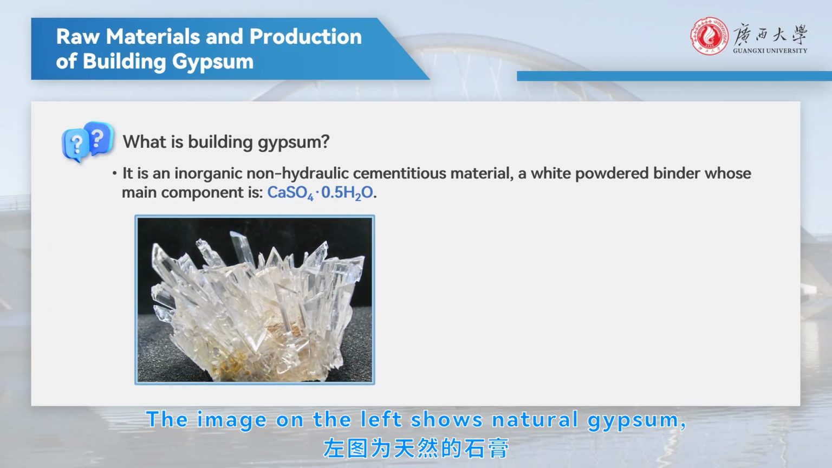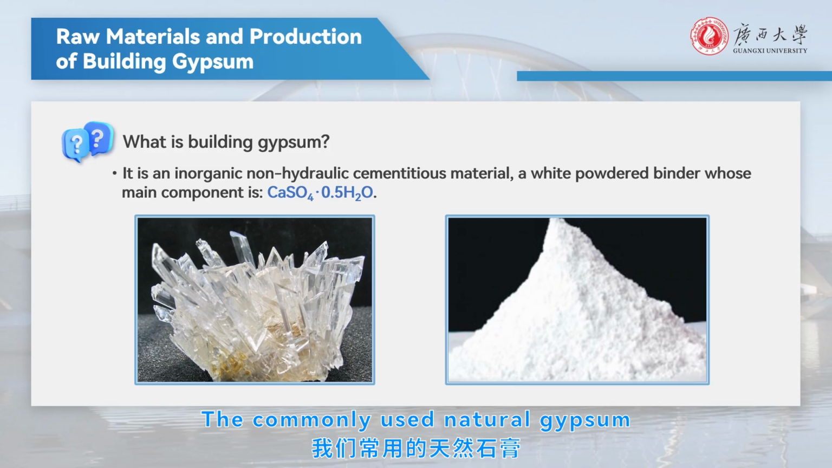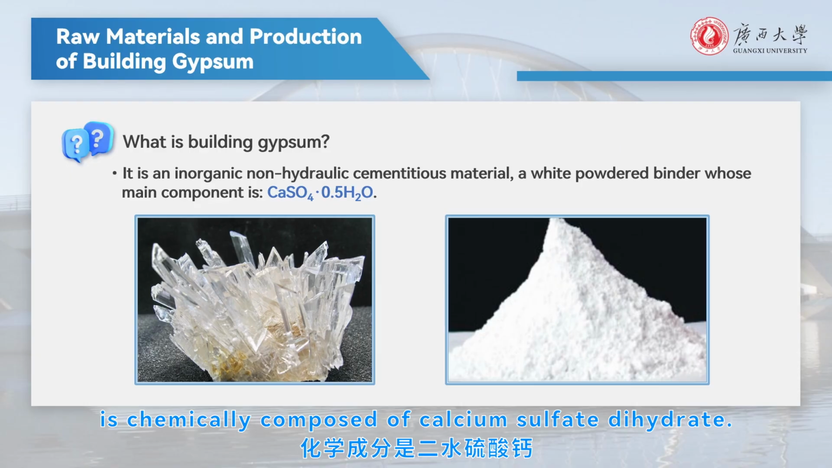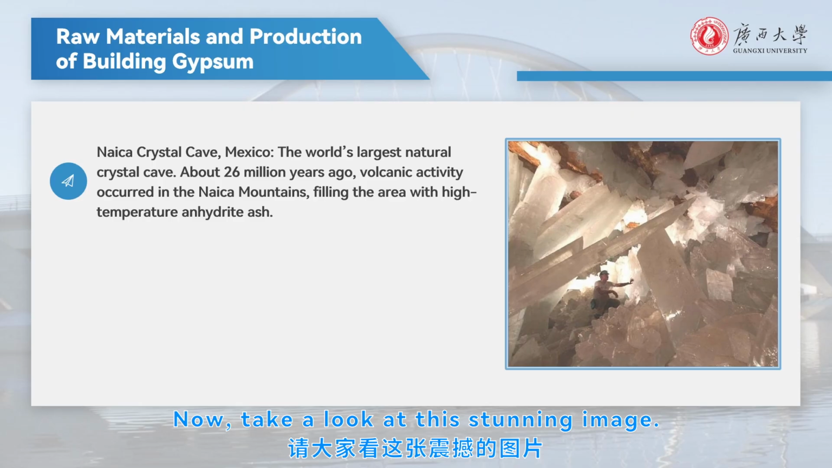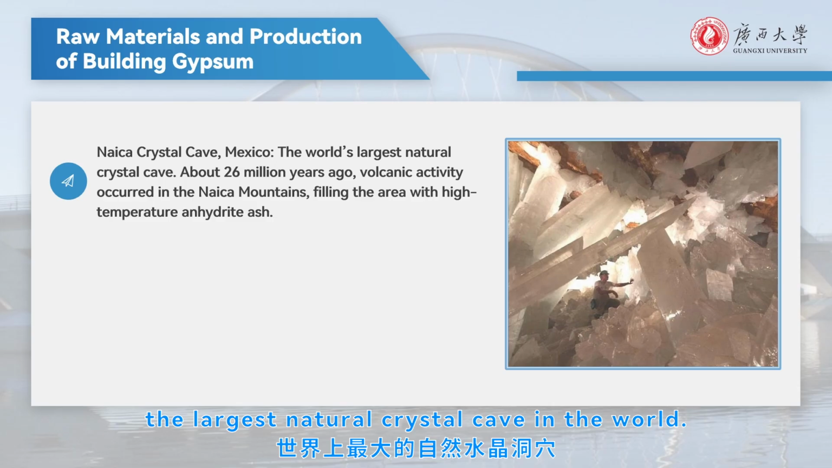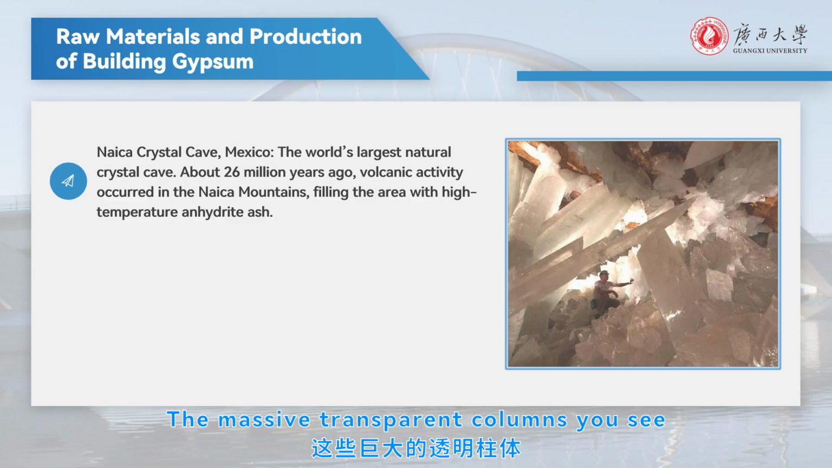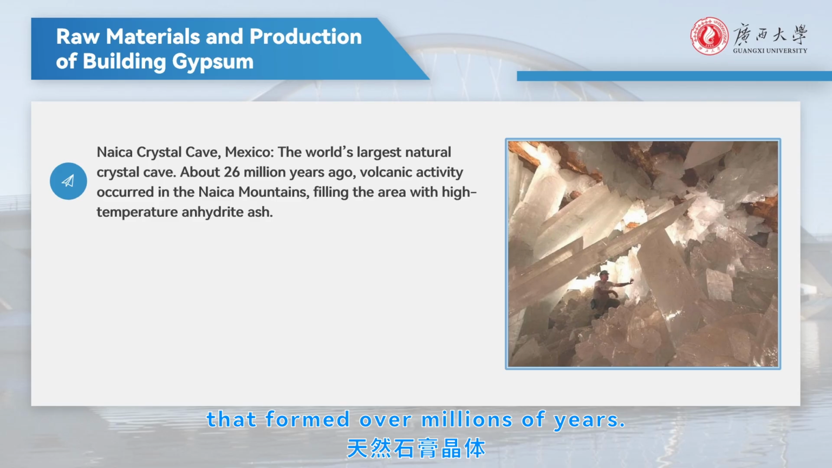The image on the left shows natural gypsum, while the one on the right shows gypsum powder. The commonly used natural gypsum is chemically composed of calcium sulfate dihydrate. Now, take a look at this stunning image. It shows the Naica Crystal Cave in Mexico, the largest natural crystal cave in the world. The massive, transparent columns you see are actually natural gypsum crystals that formed over millions of years.